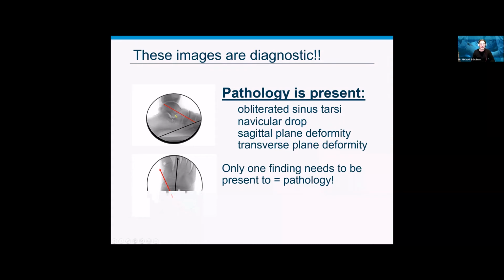It's not. We have an obliterated sinus tarsi. We have an anteriorly deviated cyma line. We have a pathologic talar declination angle. We have a navicular that's dropped down. Now this patient with this lateral x-ray, this is not a flat foot. So that's why this deformity is not pes planovalgus.